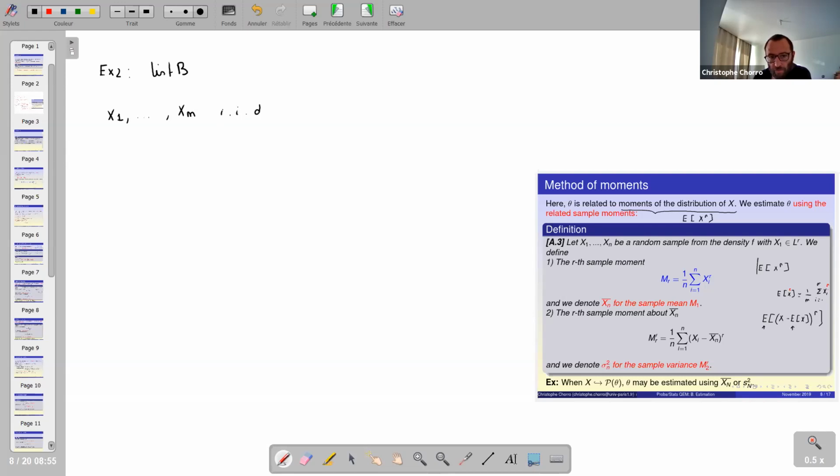An n sample of Poisson distribution of parameter lambda, and you have your lambda that is strictly positive. It's the statement of this exercise.